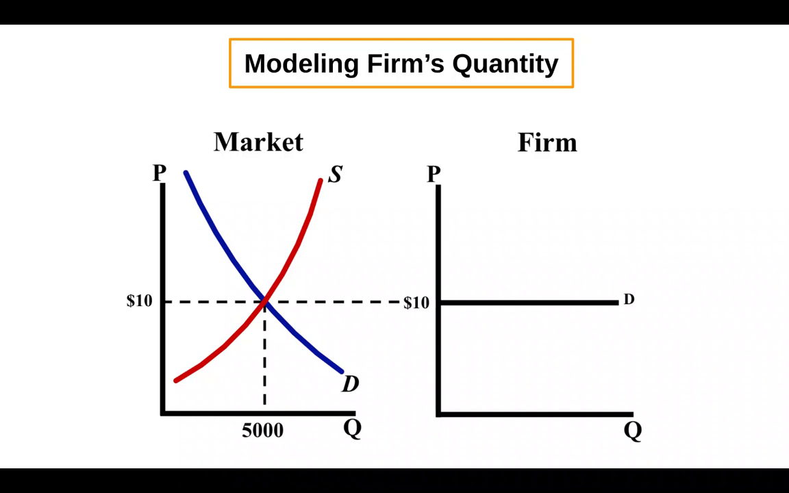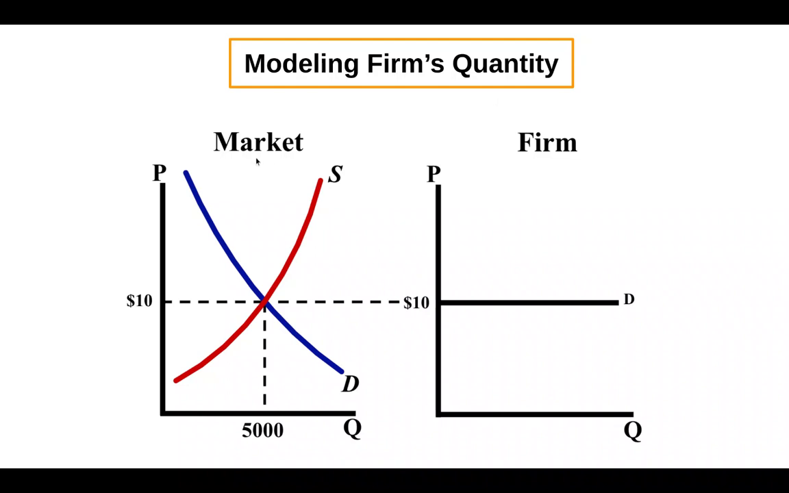And you're going to notice first that we have two graphs side by side. The graph on the left represents the perfectly competitive market, and it looks just like the supply and demand graphs we've been drawing all along. And then we have a new graph to the right, which is the firm graph, representing one firm that competes in this market.